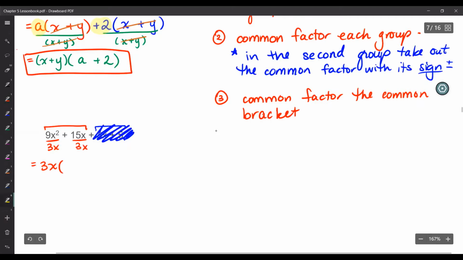So 9 divided by 3 is 3. And x squared divided by x, if I have two x's and I take out one of them, I'm going to be left with 1x. And then 15 divided by 3 will be positive 5. And x divided by x, that means the x's are now gone from that expression. So I've taken the x out fully. So that's our first one.